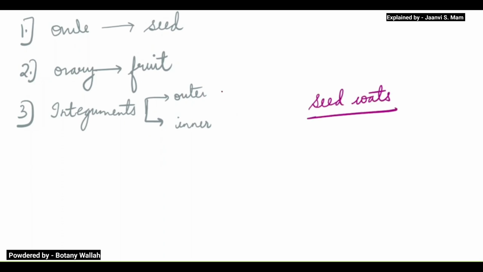The outer integument is known as testa in the seed coat. And the inner integument, which is the inner seed coat of the seed, is known as tegmen. So you should know all these conversions.